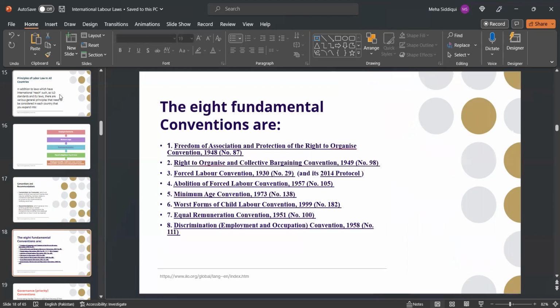The eight fundamental conventions are: the Freedom of Association and Protection of the Right to Organize Convention, the Right to Organize and Collective Bargaining Convention, the Forced Labor Convention, the Abolition of Forced Labor Convention, the Minimum Age Convention, the Worst Forms of Child Labor Convention, the Equal Remuneration Convention, and the last is the Discrimination Convention.